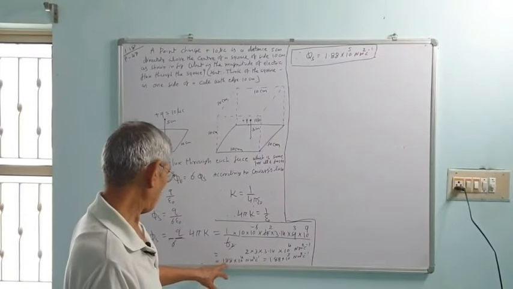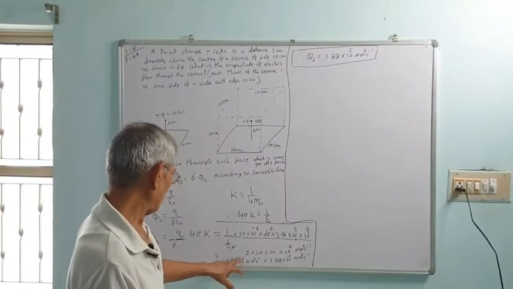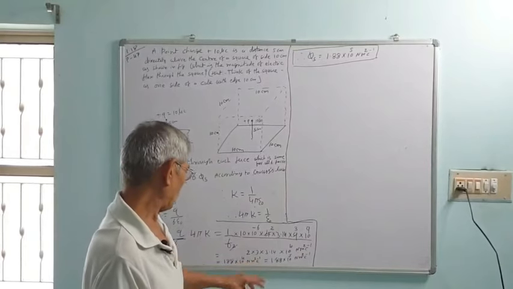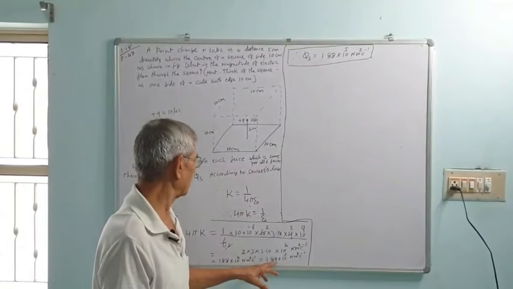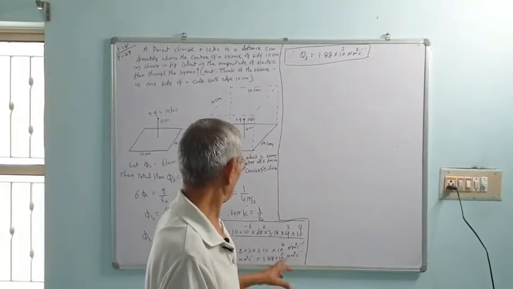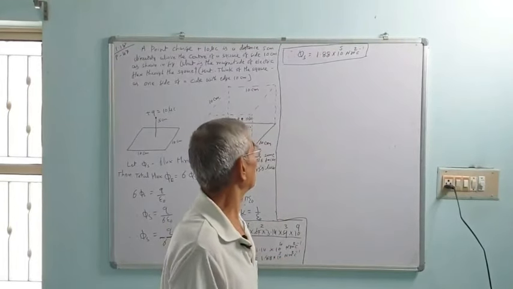That comes about 18.8 into 10 raised to 4 Newton meter square Coulomb minus 1, which could be written as 1.88 into 10 raised to power 5 Newton meter square Coulomb minus 1.